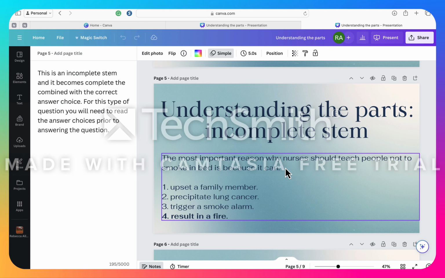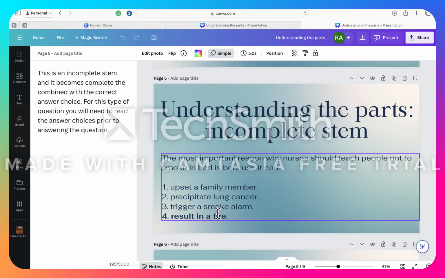When you read them, you may want to read it like, the most important reason why nurses should teach people not to smoke in bed is because it can upset a family member. Okay? Well, I don't know about that. Then start at the top again. The most important reason why nurses should teach people not to smoke in bed is because it can precipitate lung cancer. Okay, that's true, but that can be true if they smoke anywhere. Then read your stem again, and read each option with your stem and think about it, and then move on to the next.